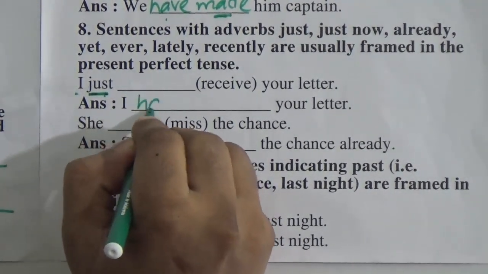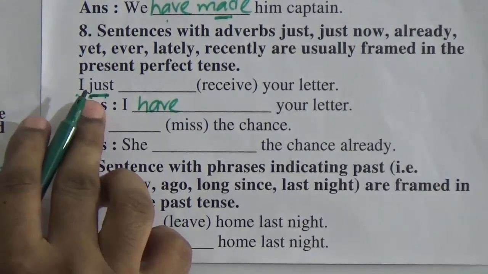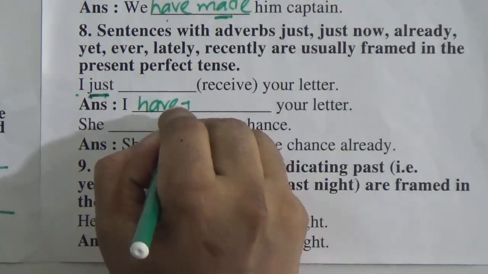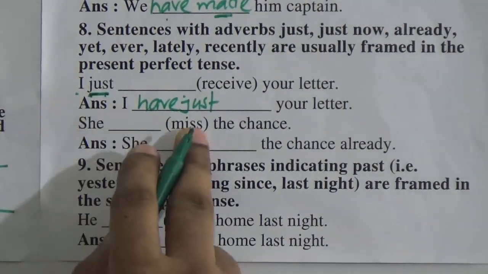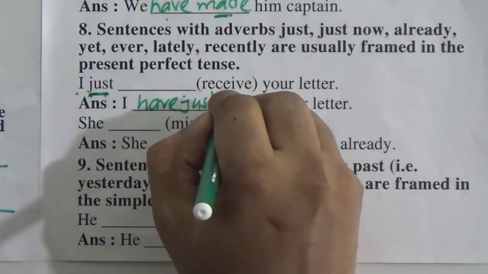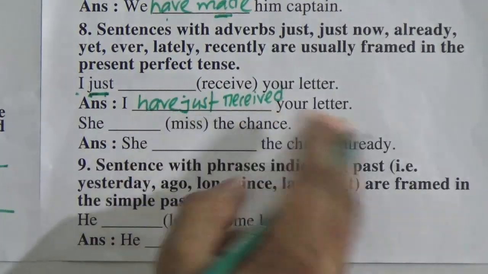After I, have will come, okay? And we have to put this word, as this word is given after the subject. I have just, okay? I have just, and then the past participle of the main verb, this will be received. I have just received your letter.